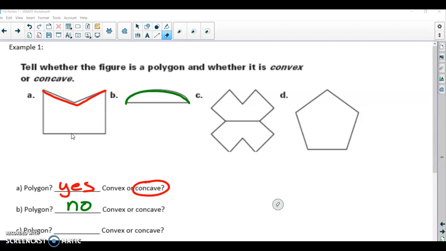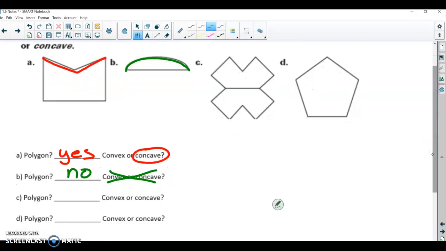All right, so for B, I went ahead and answered no, it is not a polygon. It is not a polygon, but also don't worry about answering convex or concave. Getting into those explanations can be kind of tricky.